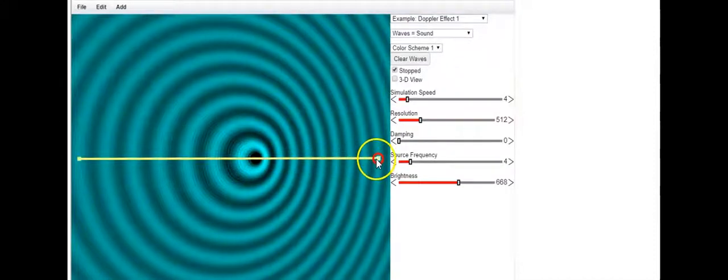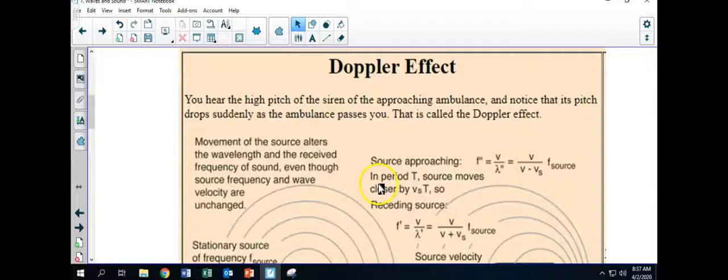To summarize, if you're standing in front of the source and it is approaching you, you will hear a higher pitch because the wavelengths are shortened and the frequency is raised. If you are standing behind it and it is moving away from you, there is a stretching of the wave, elongation of the wavelength, and a lowering of the pitch. So in essence, that's the Doppler effect.